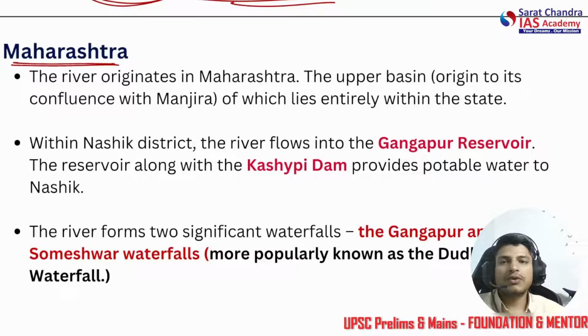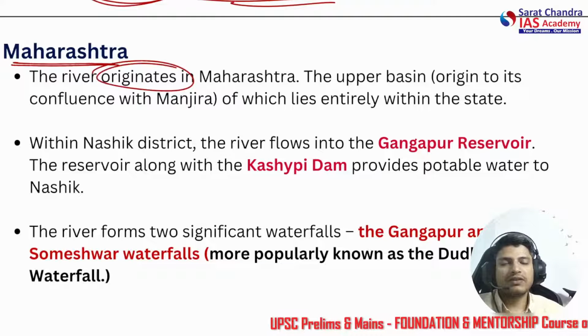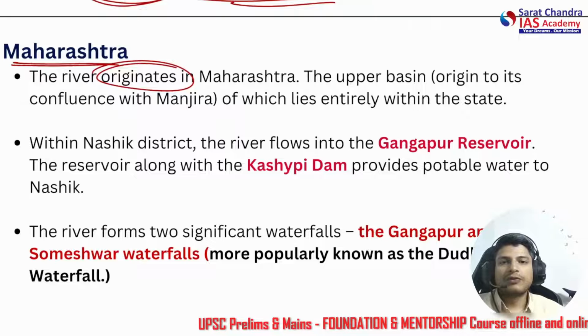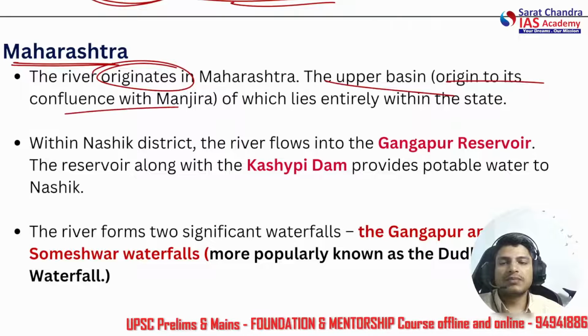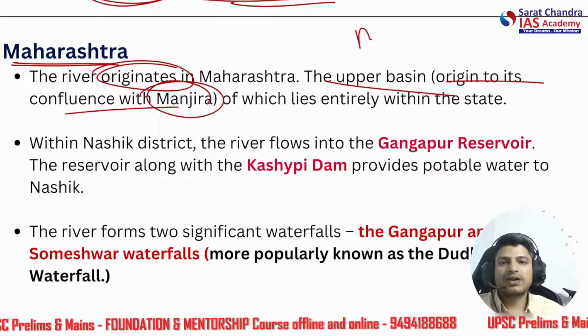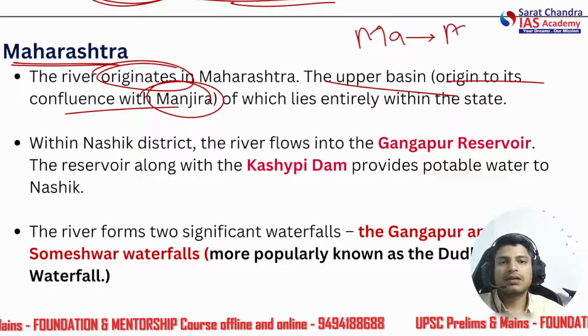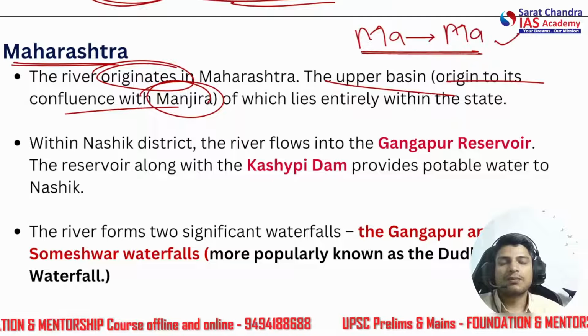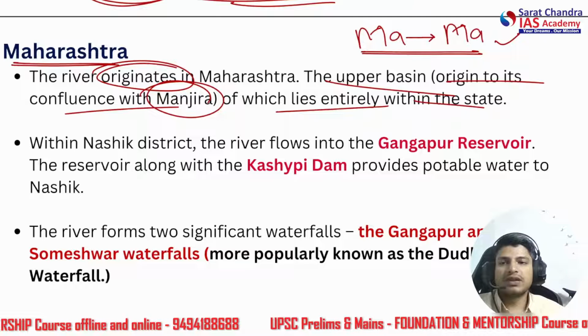So let's talk about Maharashtra. It originates in Maharashtra, that is the first thing. The upper basin runs from origin to its confluence with Manjira. How do we remember this? Maharashtra and Manjira, M and M, Mama. It lies entirely within the state.